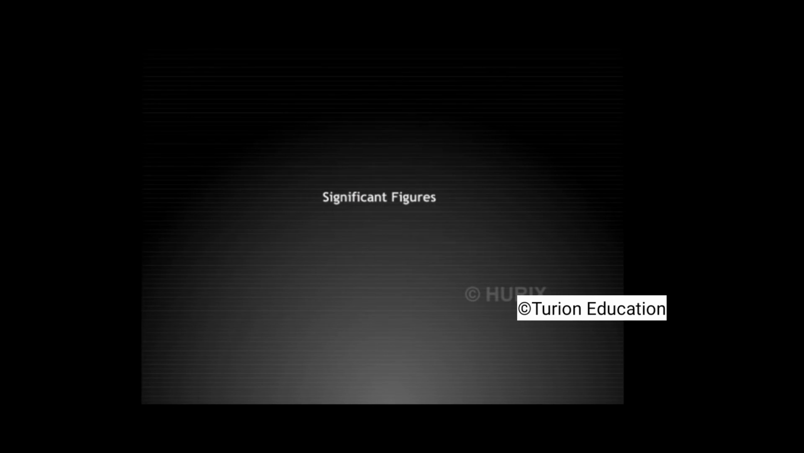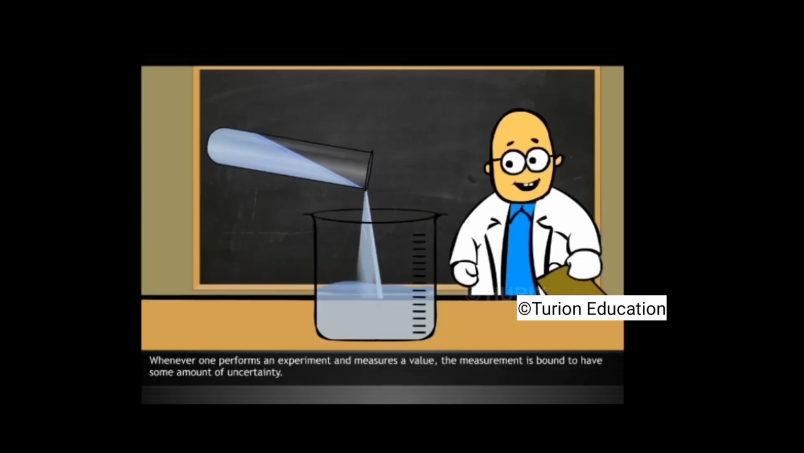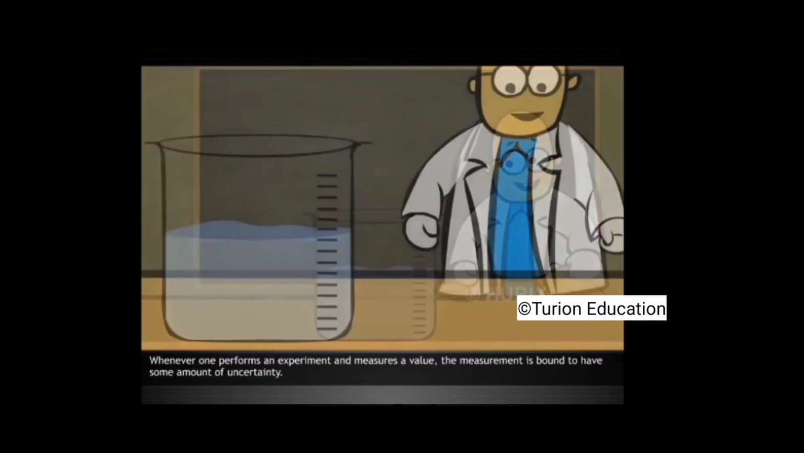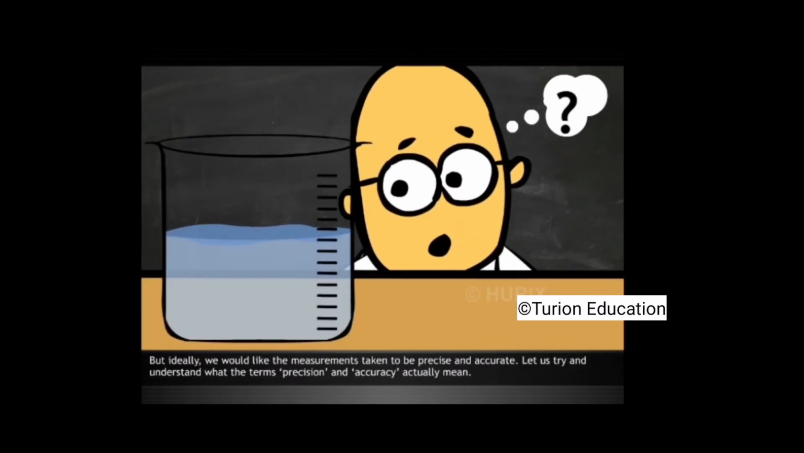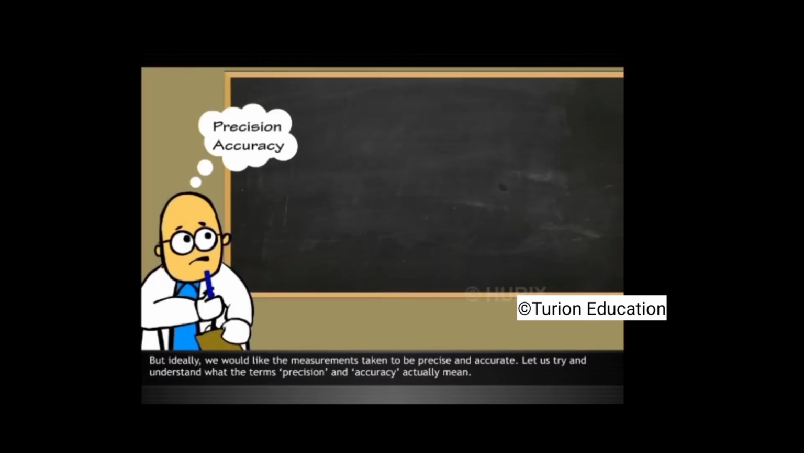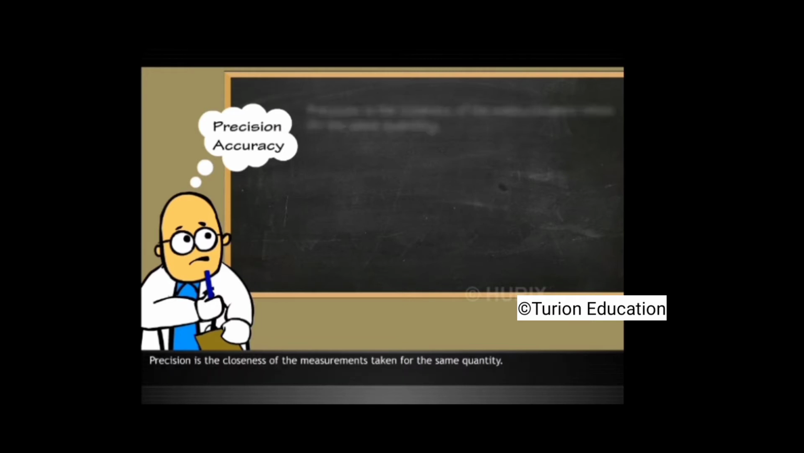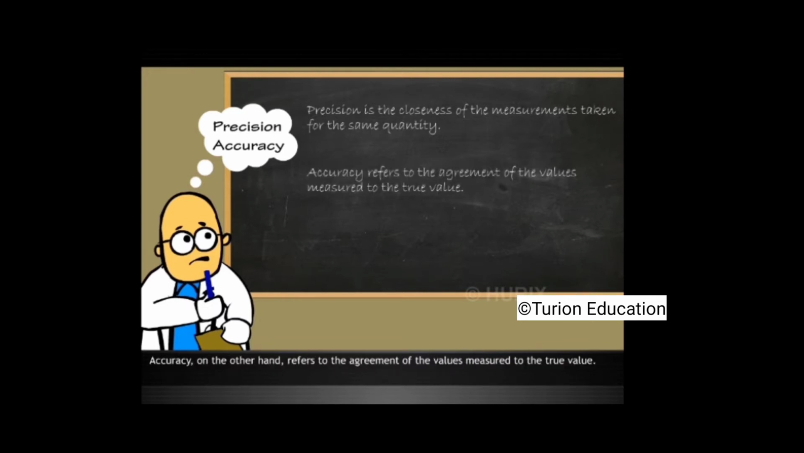Significant figures. Whenever one performs an experiment and measures a value, the measurement is bound to have some amount of uncertainty. But ideally, we would like the measurements taken to be precise and accurate. Let us try and understand what the terms precision and accuracy actually mean. Precision is the closeness of the measurements taken for the same quantity. Accuracy, on the other hand, refers to the agreement of the values measured to the true value.